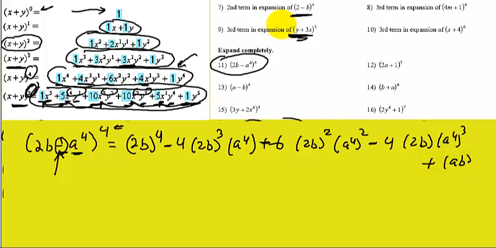And then I have a plus, and then I have a to the fourth. Oops, where did that b come from? A to the fourth is raised to the fourth. And that is the complete expansion. Okay, so let's do one more.